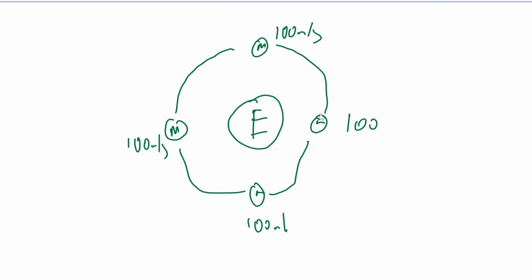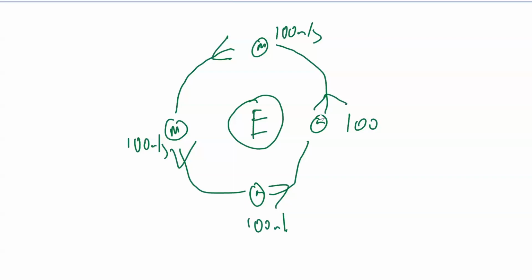Why? Why can I not say the velocity is the same? Very good, because the direction is not the same, guys. At this point the direction is this, and at this point here the direction is this. Because the direction is not the same, the velocity is not the same, because velocity has direction. The magnitude is the same for speed and velocity, but the velocity is not the same because the direction is different.